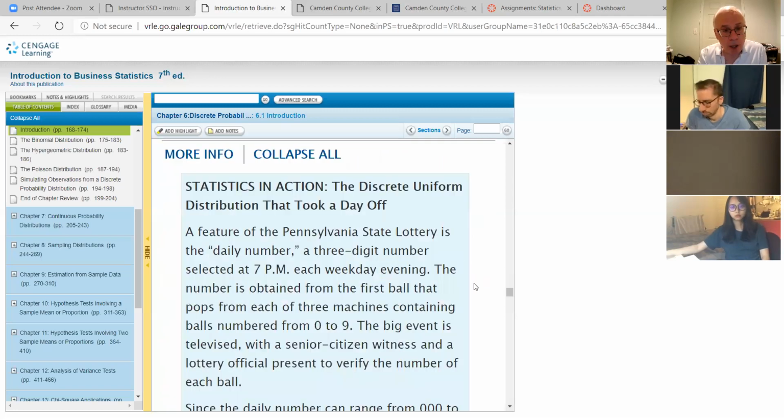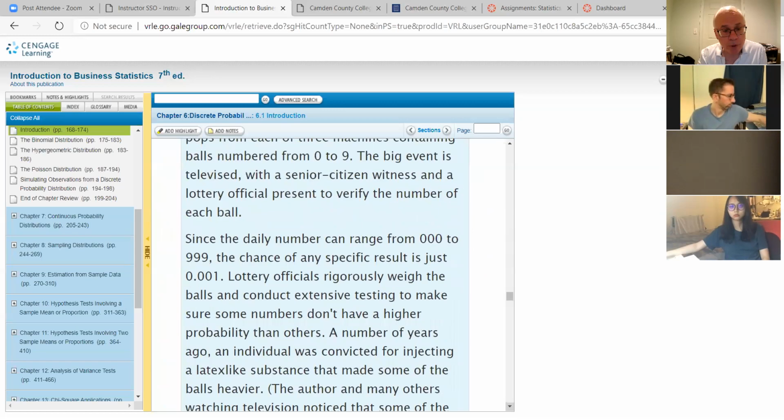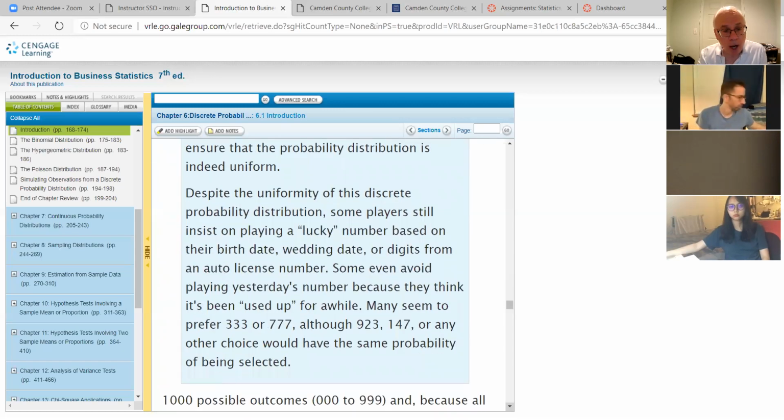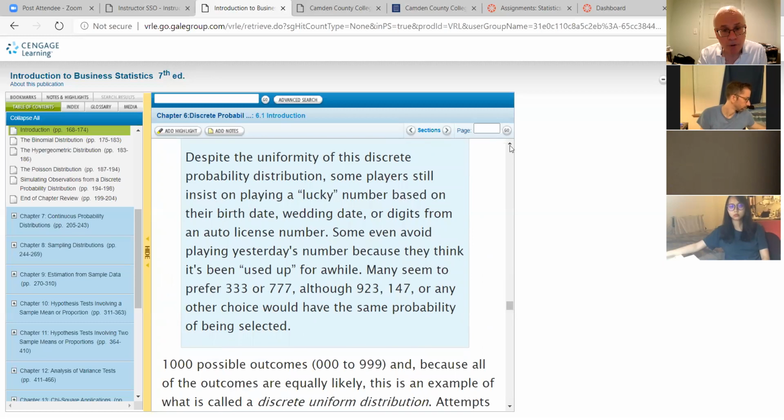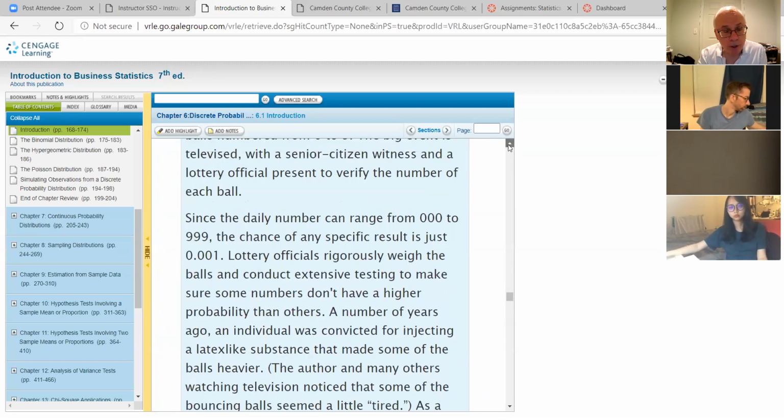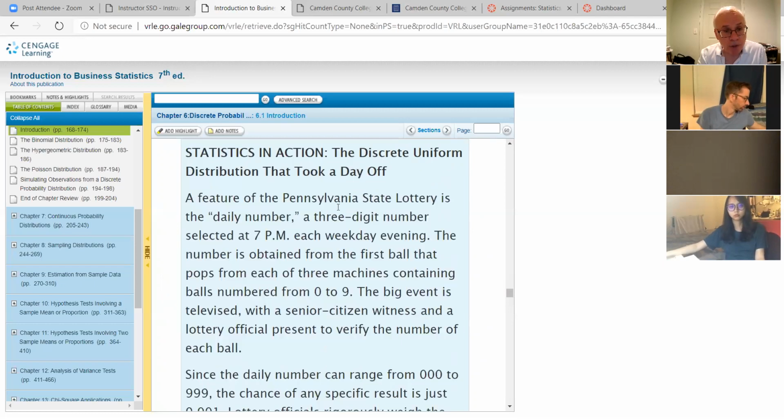Now, a uniform distribution, a discrete uniform distribution. What the heck is a uniform distribution? Well, I'm not going to spend a whole lot of time on a discrete uniform distribution, although it does occur here and there. Let's see what it means. It's talking here about the Pennsylvania State Lottery, some sort of daily number, a 3-digit number selected at 7 p.m. each weekday. Numbers are obtained from the first ball that pops from each of 3 machines containing balls numbered from 0 to 9. This event is televised, blah, blah, blah.